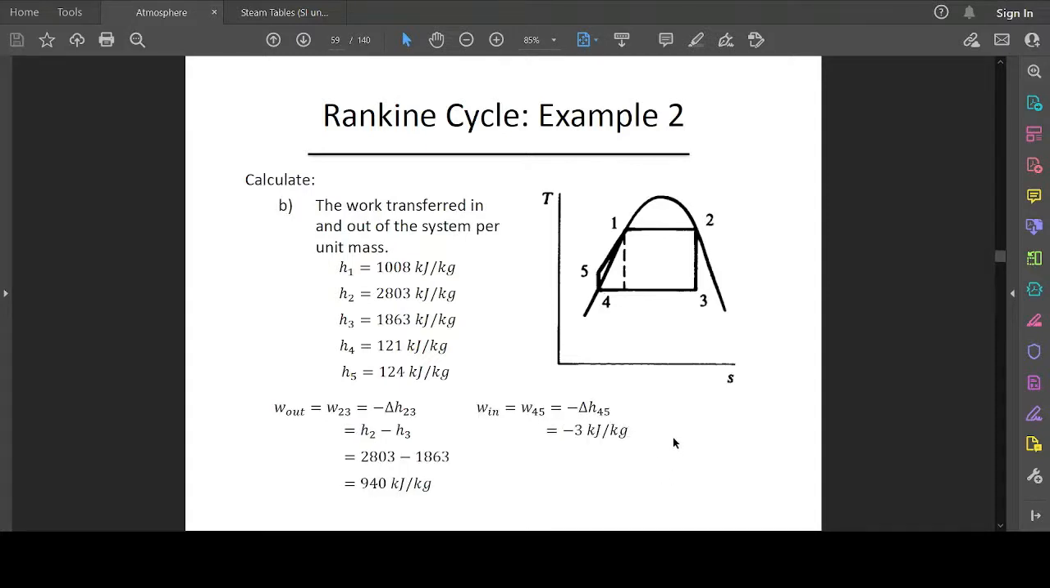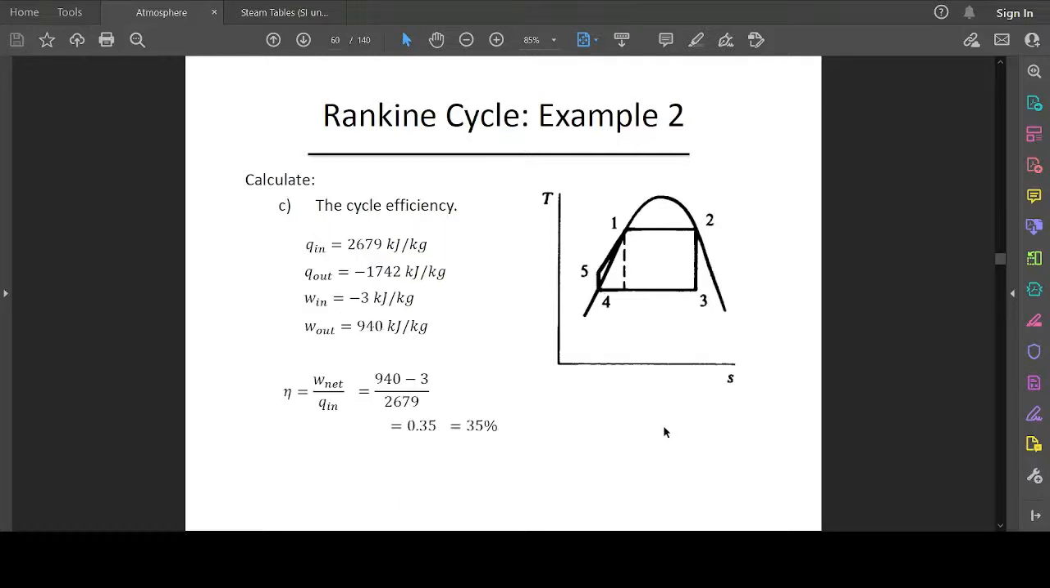So for the work transferred in and out of the system, the useful work done by the steam in the turbine between stage 2 and 3 is the change in enthalpy, and it gives us a value of 940 kilojoules per kilogram. And the work done by the pump to compress the saturated liquid to compressed liquid, which we've already calculated previously, gives us minus 3 kilojoules per kilogram.